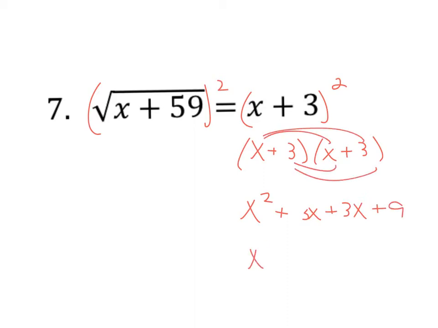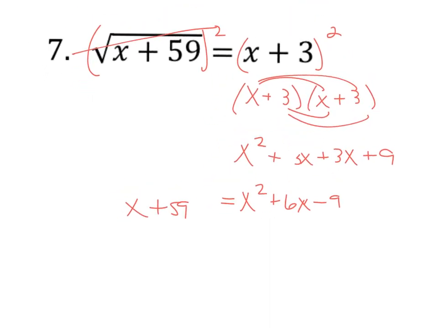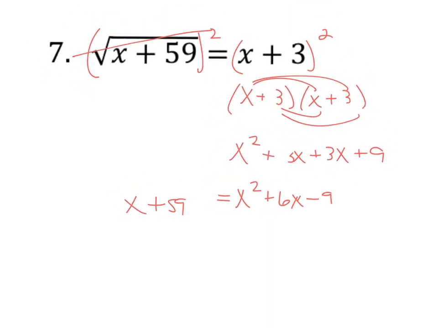So we add our like terms, we get x squared plus 6x plus 9 on the right side, and then on this left side, basically your radical just cancels out. So we have x plus 59. So when you look at this, you should see, oh, now I have a quadratic. And remember when we're solving quadratics, we have to get everything to one side and have the other side equal to 0. So I always want to make my x squared positive. So I'm going to move this x in 59.